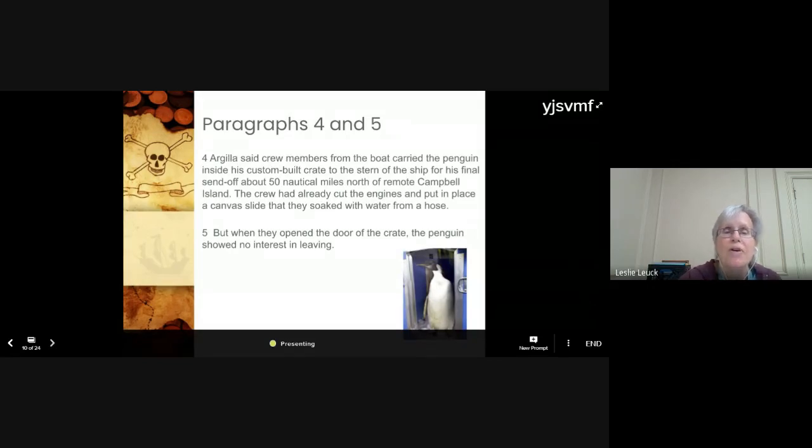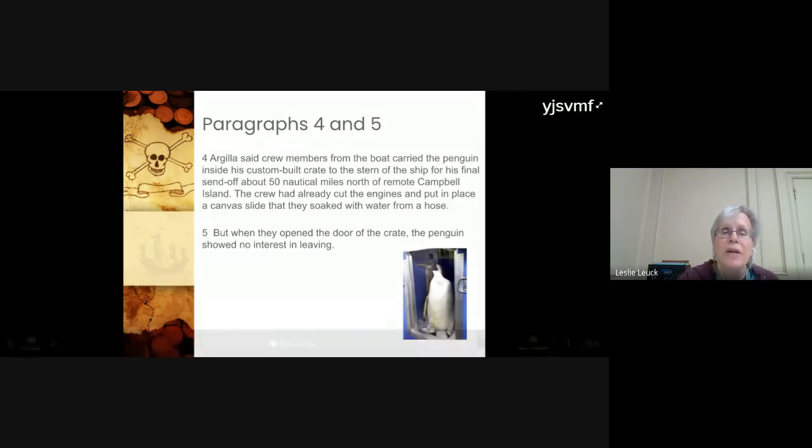Paragraphs 4 and 5. Argila said crew members from the boat carried the penguin inside his custom-built crate, which you can see a picture of there in the corner, to the stern of the ship for his final send-off about 50 nautical miles north of remote Campbell Island. The crew had already cut the engines and put in place a canvas slide that they soaked with water from a hose. But when they opened the door of the crate, the penguin showed no interest in leaving.